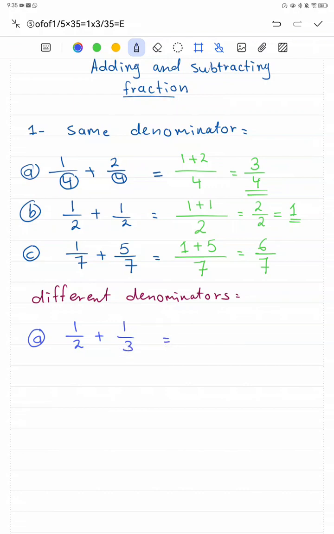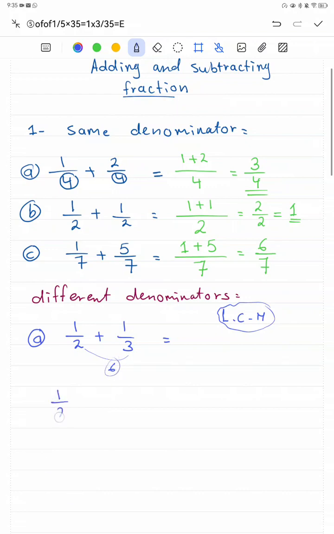If you notice that the denominators are different, all we have to do is find the least common multiple. Of course, you're familiar with finding the least common multiple. If you don't know, you will find it in my channel. Watch the other video about the least common multiple. The least common multiple for 2 and 3 is 6. So our aim is to make both the denominators the same, which is 6.